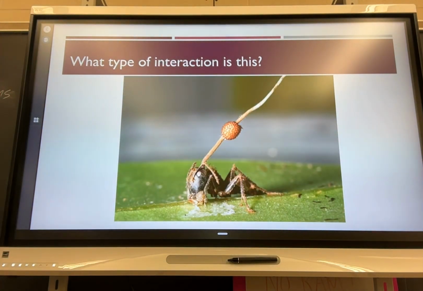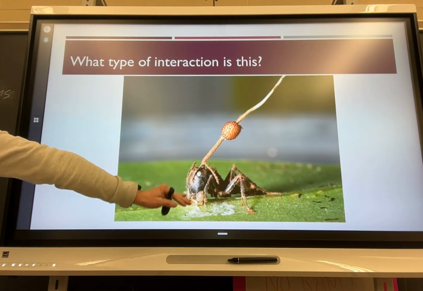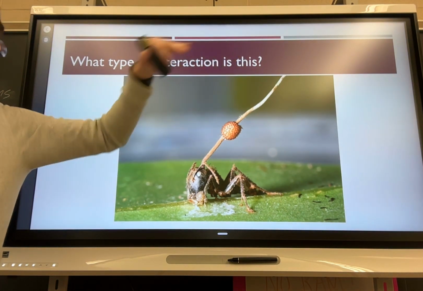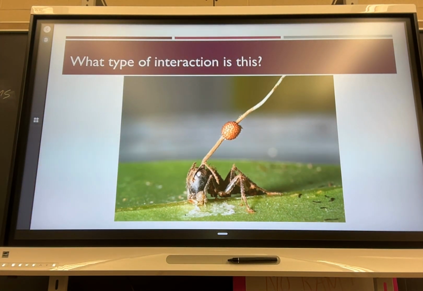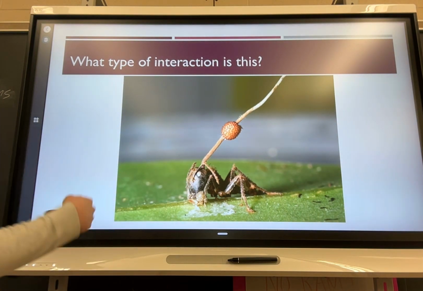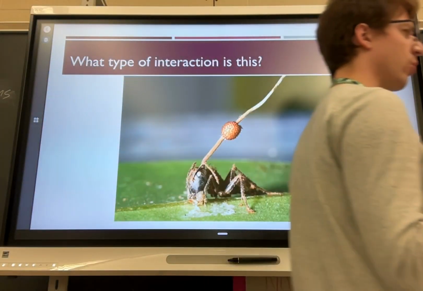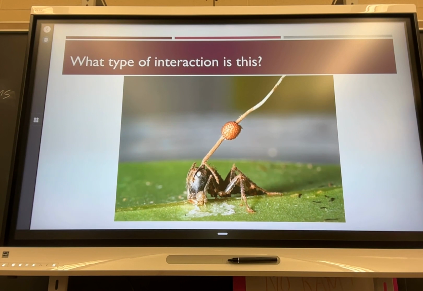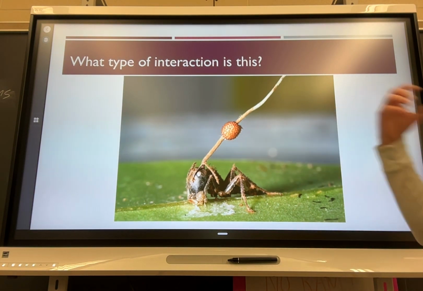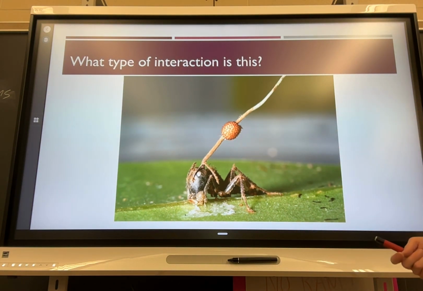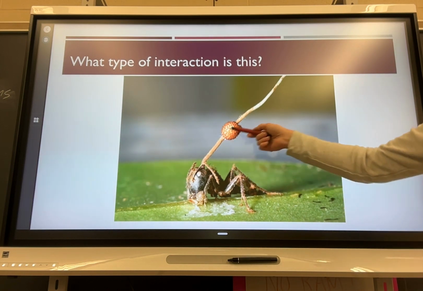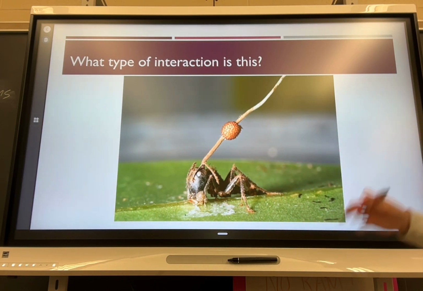What about this example? So we have an ant that appears to be dead with a mushroom actually coming out of its head. So this is an example of parasitism. We have an ant that is infected with the cordyceps mushroom. The cordyceps, Ophiocordyceps unilateralis, I believe is the scientific name. If you've ever seen The Last of Us, this is the mushroom that is used in that video game. But we have this mushroom that is growing out of this dead organism.